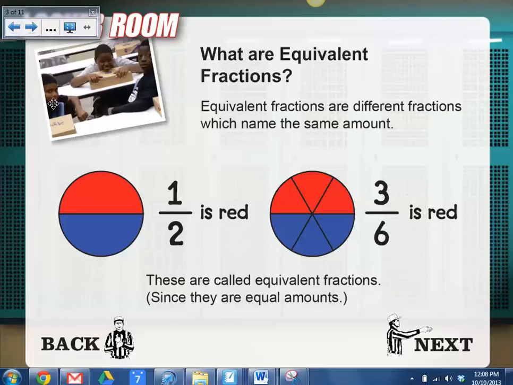I have some examples on my board: 1/2 of the first circle is red and 3/6 of the second circle is red. Those are equivalent fractions since they are equal amounts. So 1/2 and 3/6 are equivalent fractions. If you have not finished writing down that sentence, pause the video, finish writing it down, and then unpause it, because I'm going to move on to the next slide right now. So equivalent fractions name the same amount.